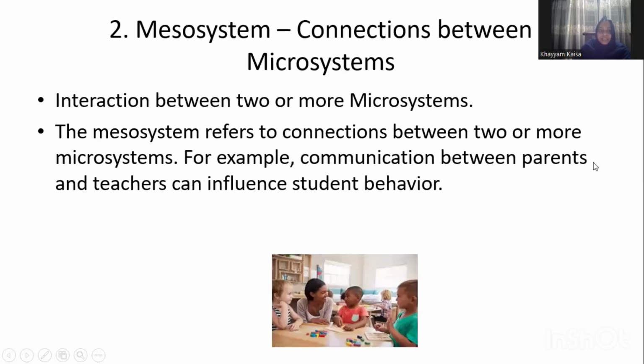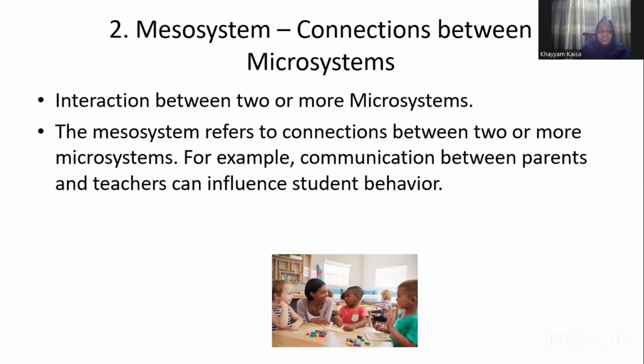So the next one is the mesosystem. What is the mesosystem? The mesosystem is the connections between microsystems. That means the interaction between 2 or more microsystems. The mesosystem refers to connections between 2 or more microsystems. For example, communication between parents and teachers can influence students' behavior.